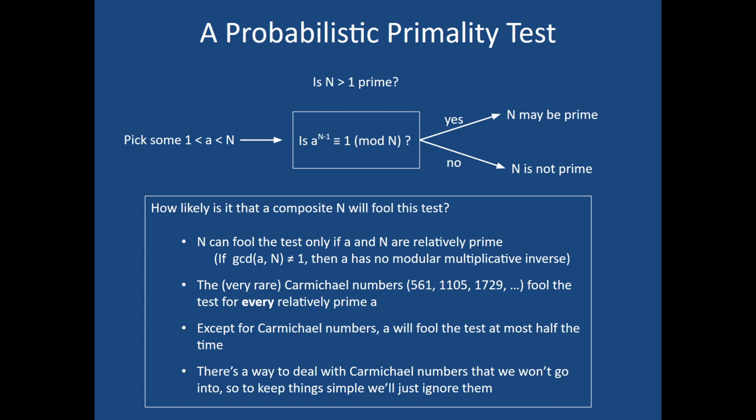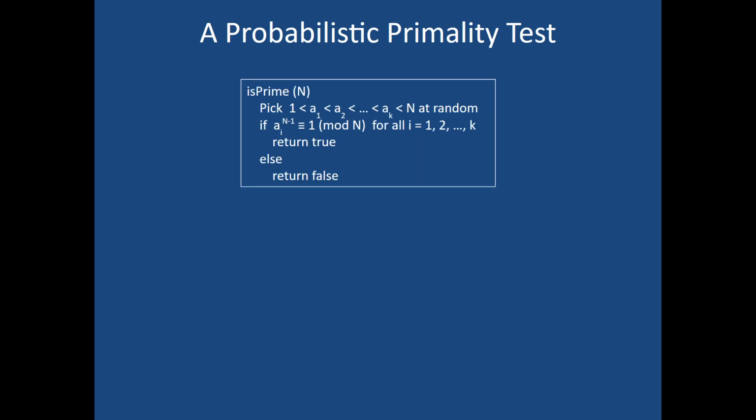Okay, so this sort of summarizes what we were saying. If you want to test a number as prime, you pick k random numbers between 1 and the number you're testing. Run that modular exponentiation for each one. And if it passes all the tests, you return true. If it fails one, you return false.